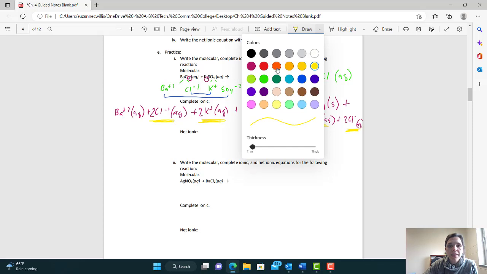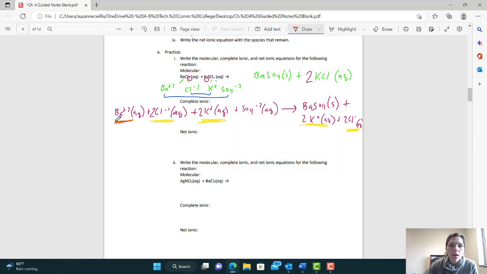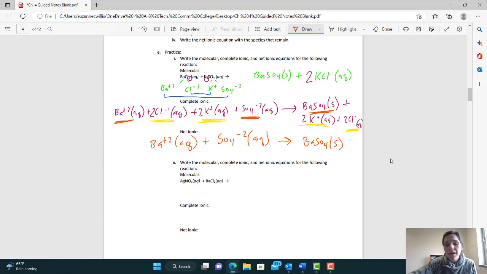However, look at the others. Look at barium. He was alone. Sulfate was alone, but now they're in a clump. That's where your net ionic is coming into play. There's 1 barium who was aqueous. There was 1 sulfate who was aqueous, and they came together to form 1 compound. It should balance out perfectly for you if you've done the other steps correctly. The net ionic is just the take-home, the cliff notes. It's what actually happened in the reaction.